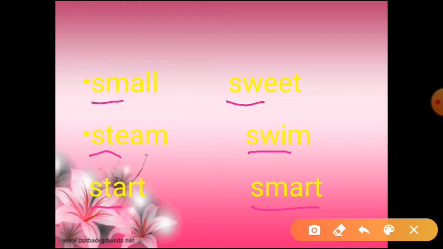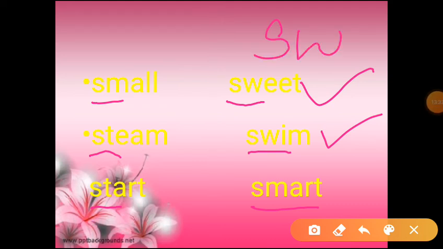Understood? Now listen. The words like sweet and swim. What blend are we using here? Yes, we are using the blend of S and W. Okay. Can you make words using the SW blend? Can you make them, children? Yes, as many as possible. Around 10 words you can make. Okay, can you do it?